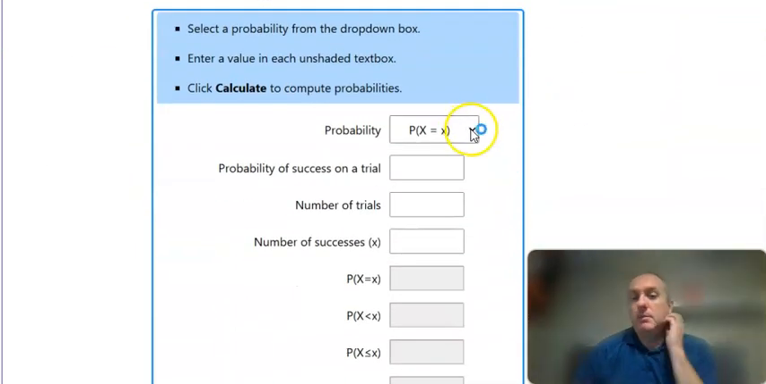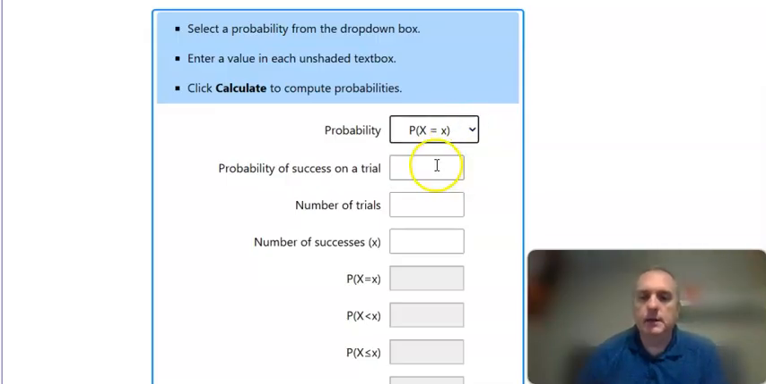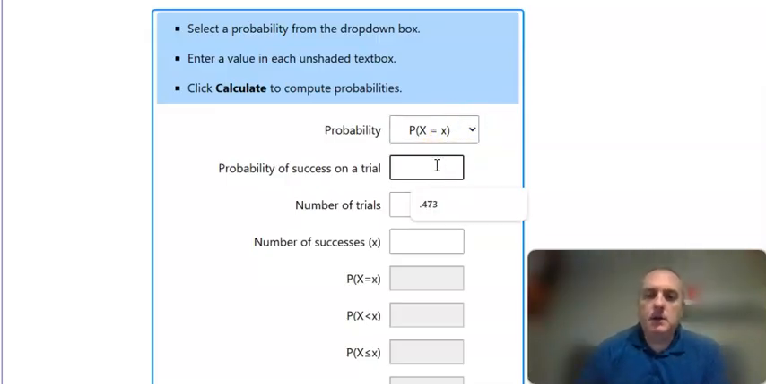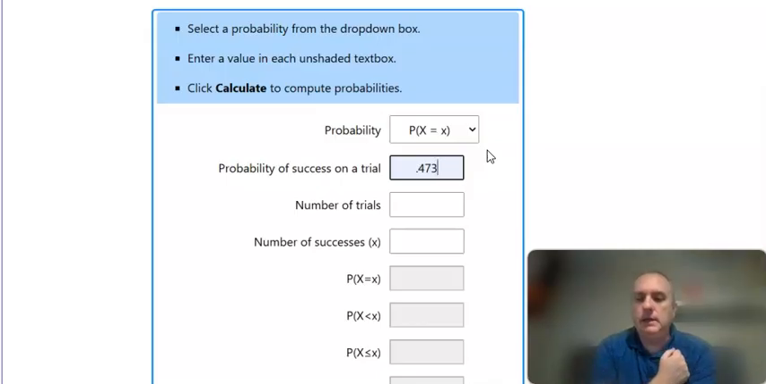And for these first few problems, we're going to use the probability of x equals a number. So we'll get to the other choice a little later. For this one, we want a probability of a success being 0.473, which is the decimal probability of 47.3%. The number of trials was 15.